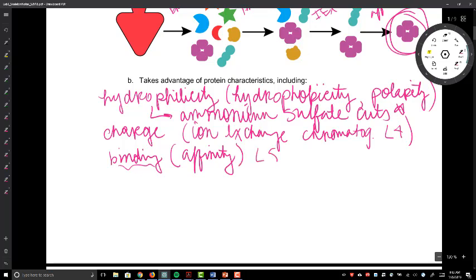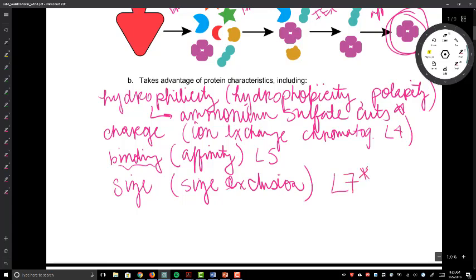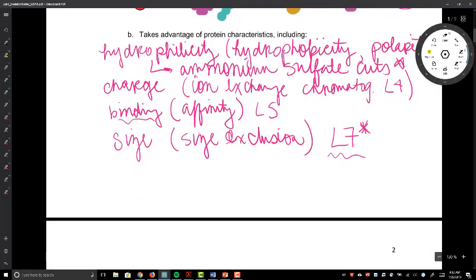And that's lab 5. We can also take advantage of a protein based on its size. And that would be through size exclusion chromatography. And I'm going to put that as lab 7, but with an asterisk, because we're going to be using size exclusion chromatography to look at the size and quaternary structure of LDH rather than purifying it from the other proteins. So in a research lab, you might use it to separate proteins based on size, but we're using it for a different reason. And we'll talk more about that in the video before lab 7.